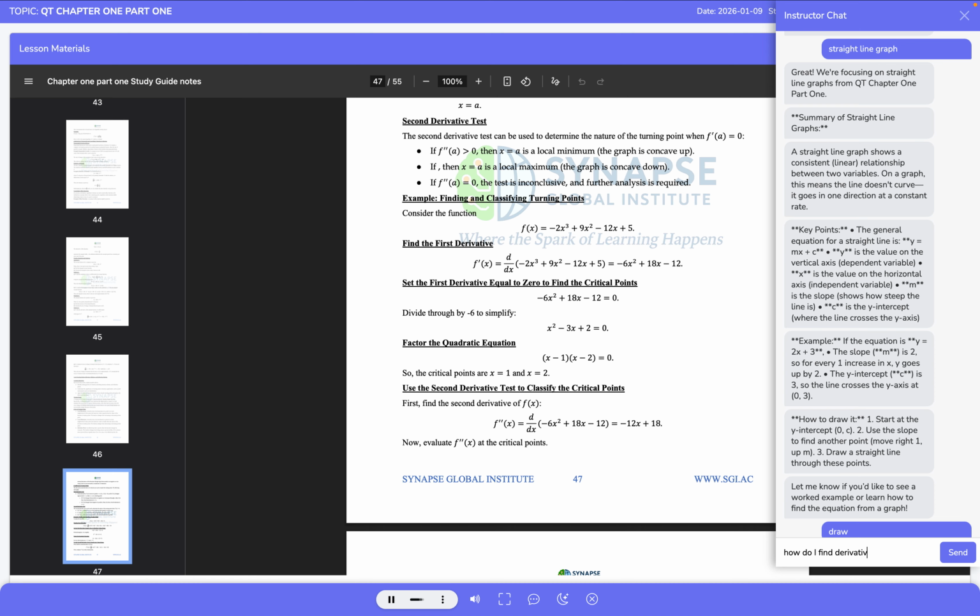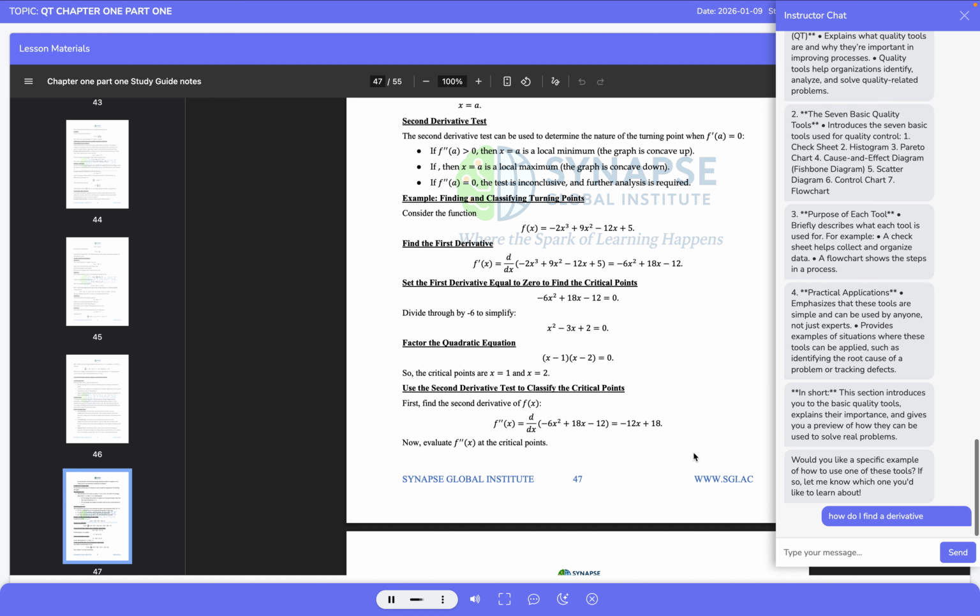We now turn to inflection points. An inflection point occurs where the concavity of the function changes, which happens when the second derivative changes sign.